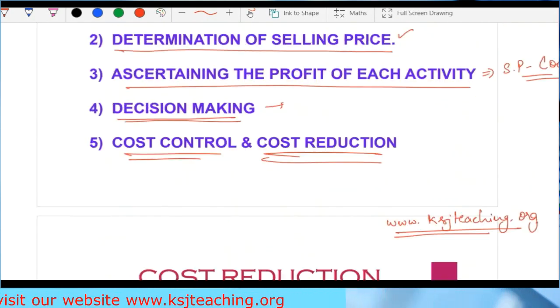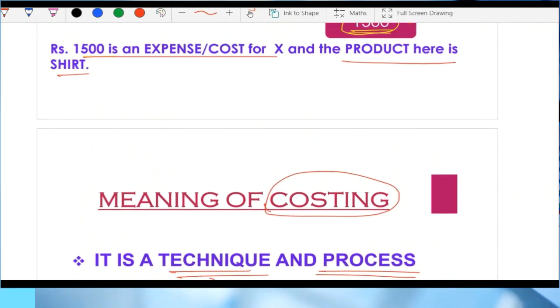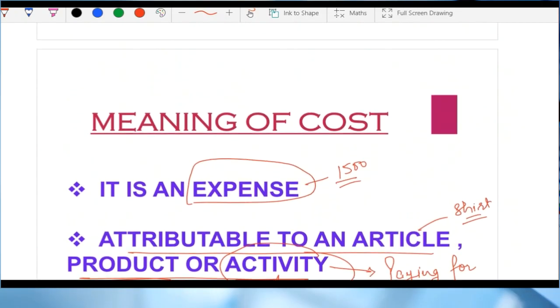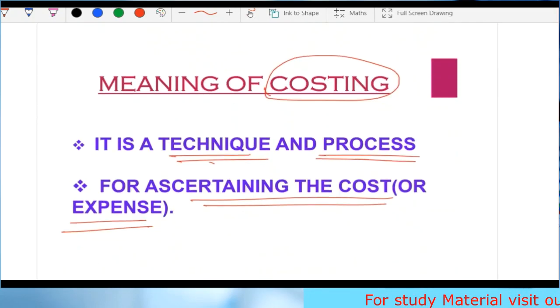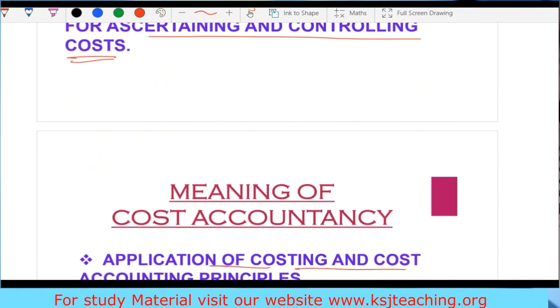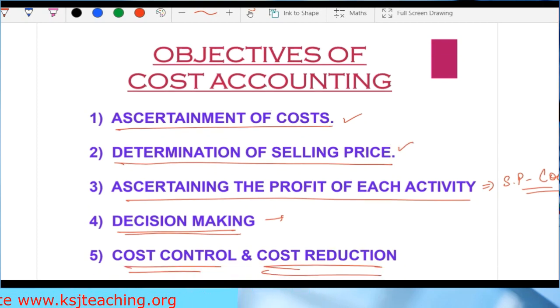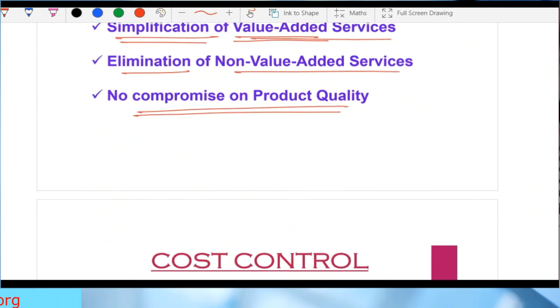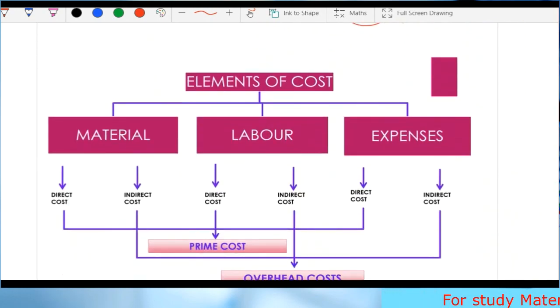So let's have a quick recap of what we have done so far. What we understood was the basic terminologies, like what is cost, the meaning of costing, then the terminology cost accounting, then cost accountancy. Then we discussed the objectives of cost accounting, cost reduction and cost control. I really hope that you have understood it in a very good way. I've tried to explain in the easiest of manners.